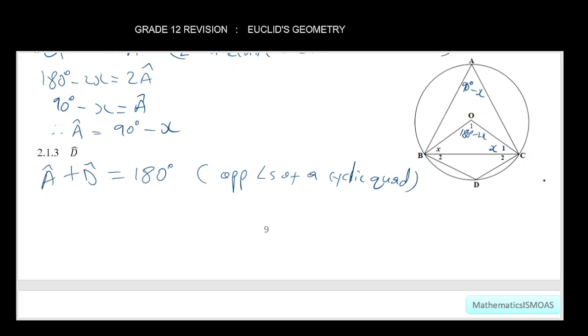Then we say, what is the size of angle A? It is 90 degrees minus x, plus angle D is equal to 180 degrees. Then solve for angle D. Angle D will be equal to 90 degrees plus x. That will be the size of angle D. Okay, we are done with 2.1.